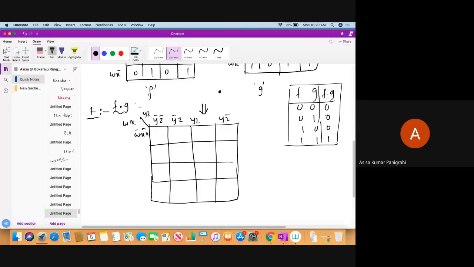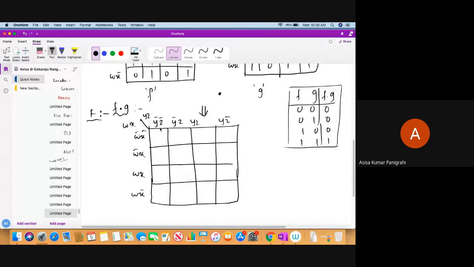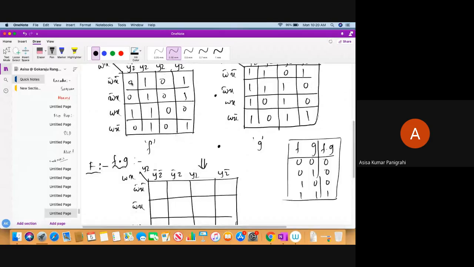Next, we need to know how to do this. This is an AND operation, so we need the AND operation between cell 0 of f and cell 0 of g, and so on. So this gives 0, 1, 0, 1, 1, 1, 0, 0, 0, 1, 1, 1. Very simple, with the help of this truth table.